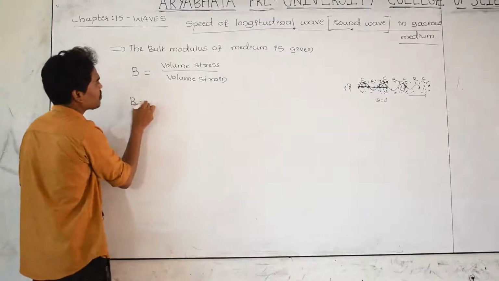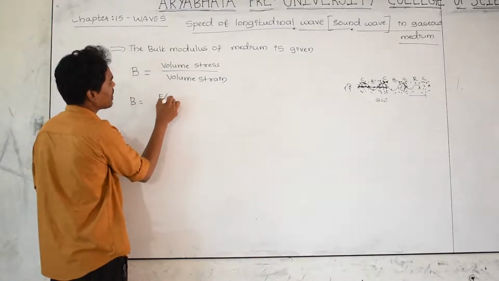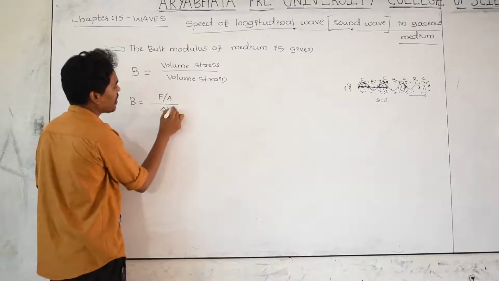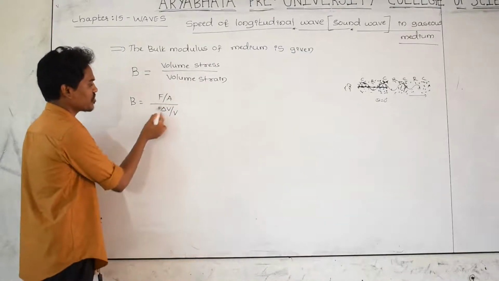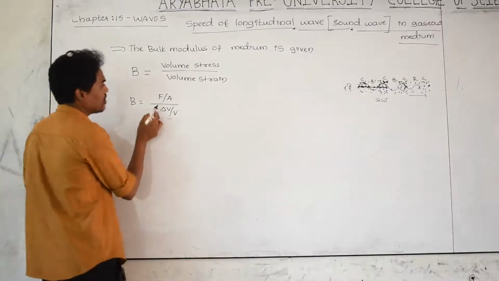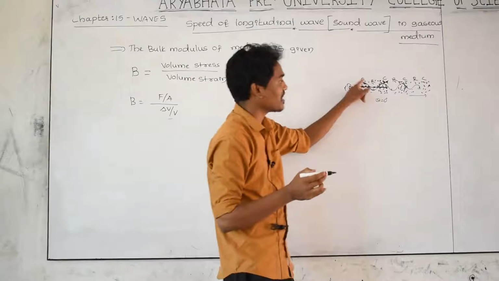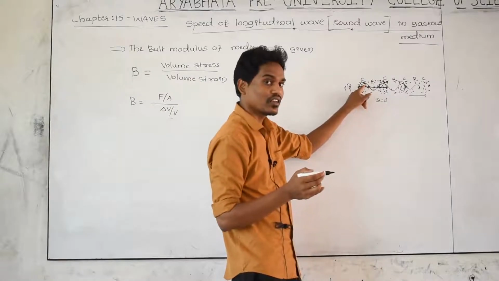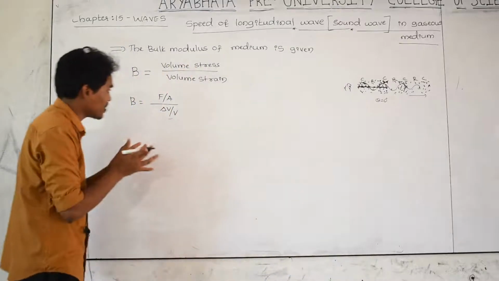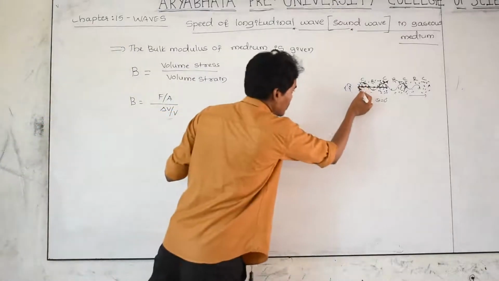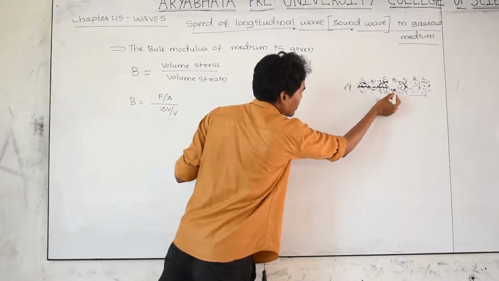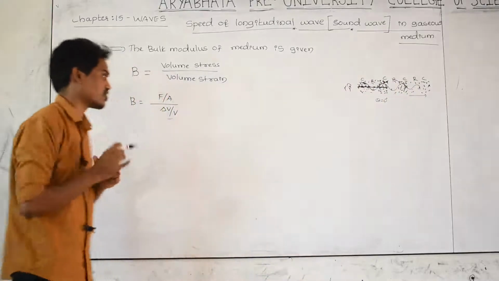B is equal to, what is volume stress? That is force per unit area divided by volume strain, that is delta V by V. This is strain, this is stress. And here, after putting the pressure on an air particle, the pressure changes. The pressure in this region increases, here decreases, here increases, here decreases. The pressure goes on changing.